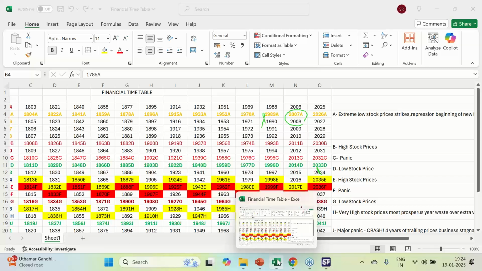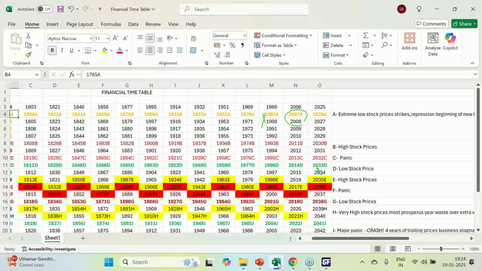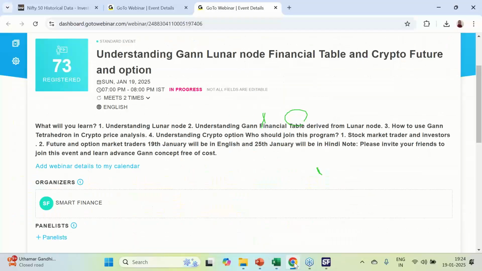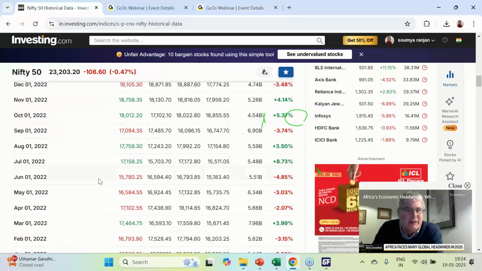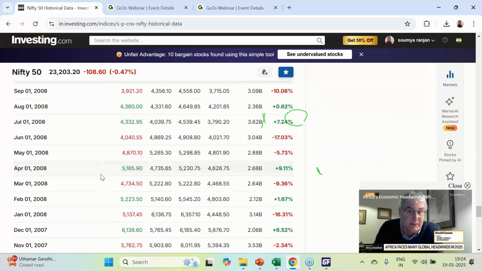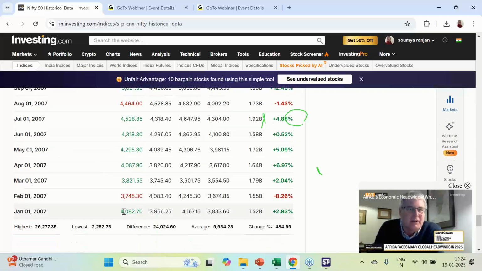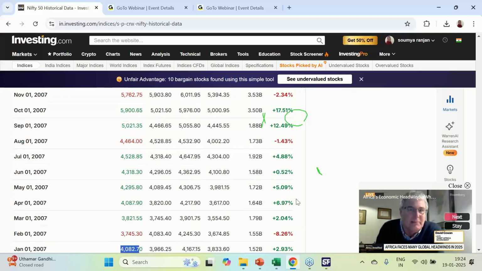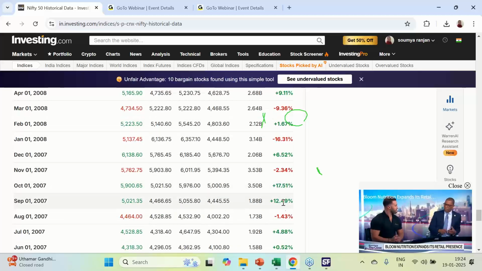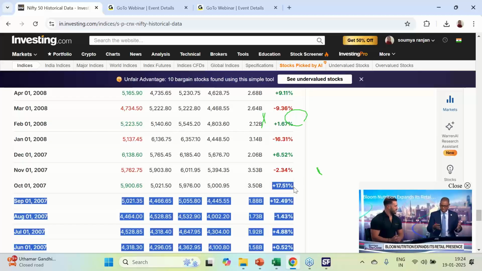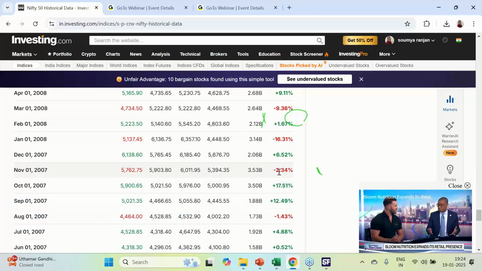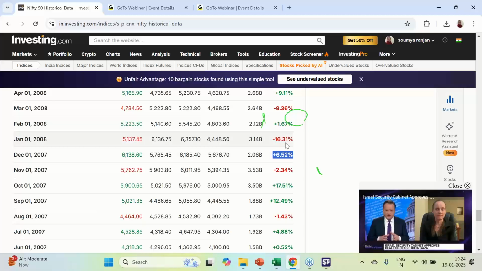Extreme low stock price, depression begins, new business. 2008 was your subprime crisis. If I go back to the data, here 2007 and 8. In 2007 we started with 4,000 Nifty. See the extreme fall in February, 8%. Then there is a great rally. Then in August, September there is a huge rally, October a huge rally. Then there is a small correction, but in December there is a huge rally. In January 2008, a great fall is happening.